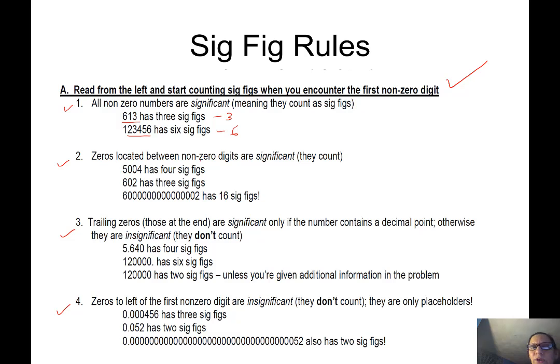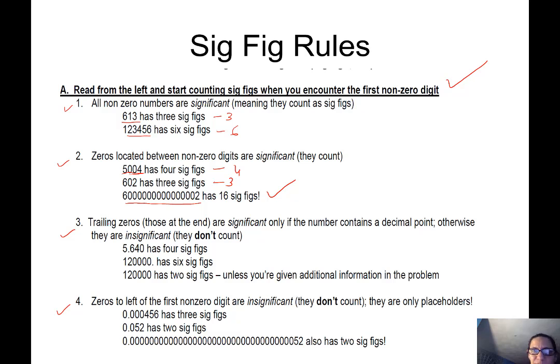And now watch this. Zeros located between non-zero digits are significant. So the zeros in between 5 and 4 are significant. That's why it has 4 sig figs. The 0 in between 6 and 2 is significant. It's embedded in between. Hence it is a sig fig. So we have 3 sig figs. And over here also we have so many zeros in between. But since there is a 2 at the end and 6 in the beginning, all the zeros in between are significant. Hence there are 16 sig figs if you count them.